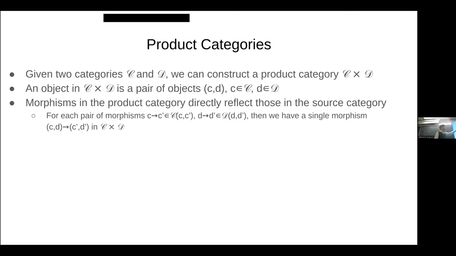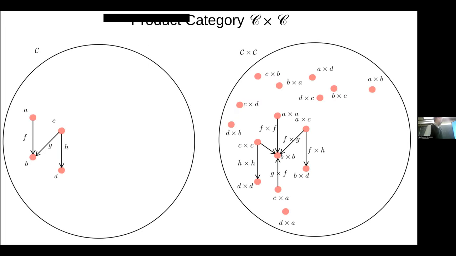And what's that product category? Well, the objects are pairs of objects, one from C, one from D. So we could take a product category of the preorder of the integers that divide 30, remember those? And we could take the product of that category and the category of natural numbers with less than or equal to, or take the product with the schema category for stock flow. It's basically the objects are pairs of objects from each category. And a morphism exists in the product category only if there are morphisms between the corresponding objects in the categories C and D.